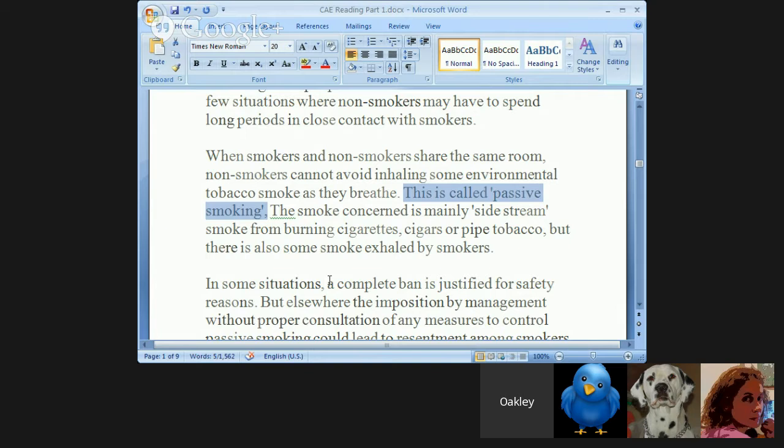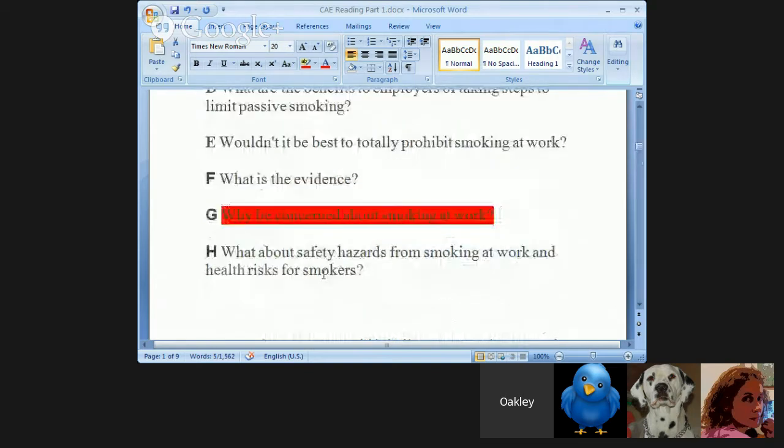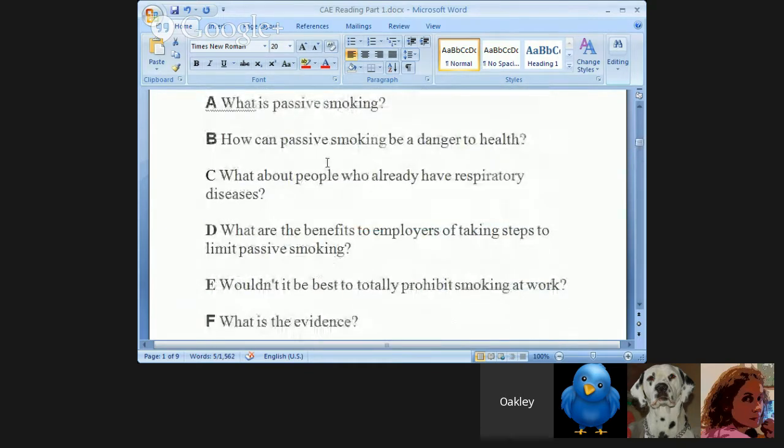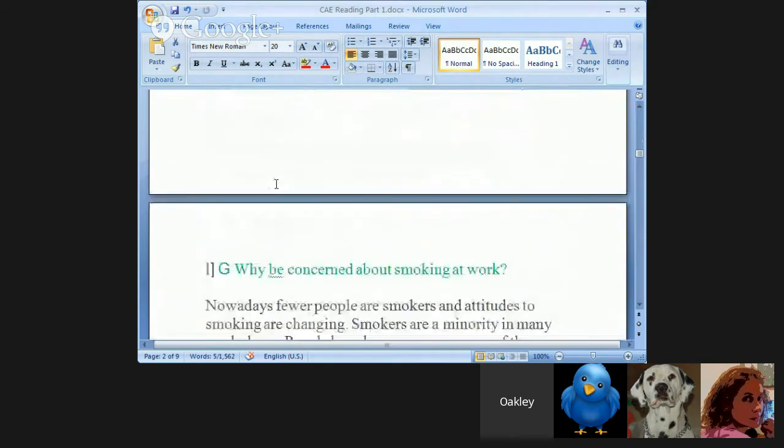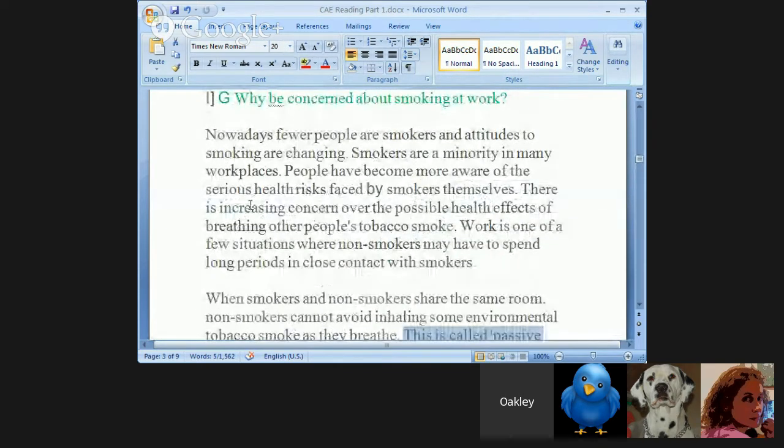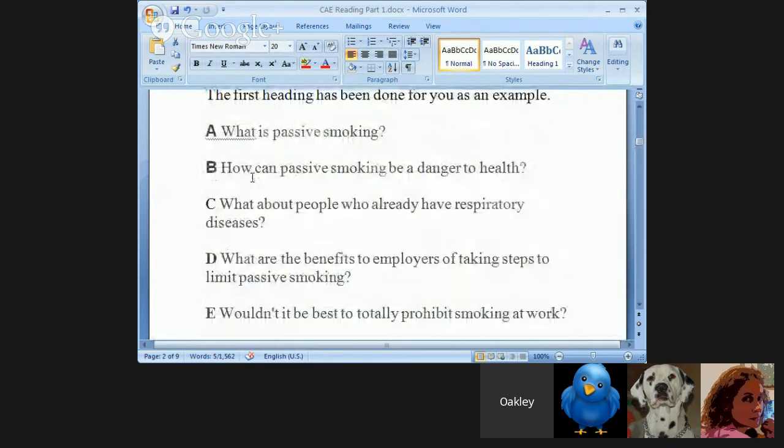So, Max, there you go. This is called passive smoking. Do you know the answer already, the probable answer here? Max, are you there? Okay, Aristotle? For the paragraph you have just read, the question would be, A, what is passive smoking? Yeah, I would say that is definitely probably the answer. Boom, let's get rid of it.